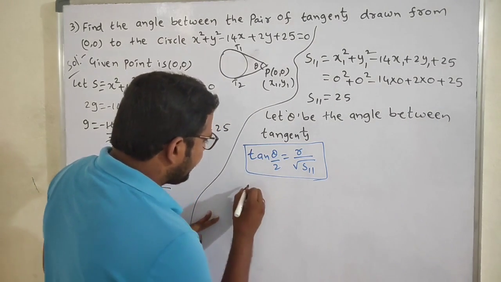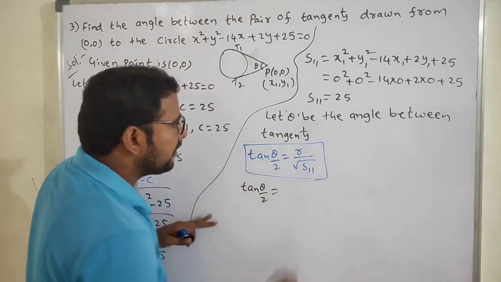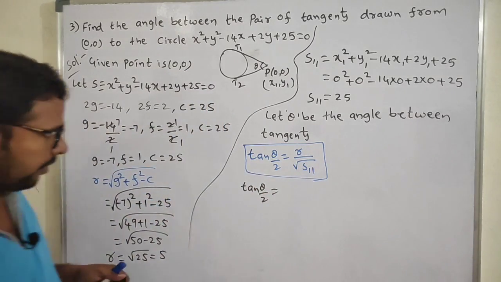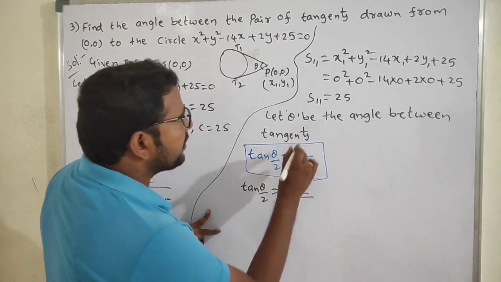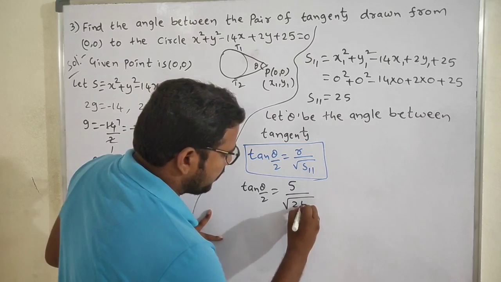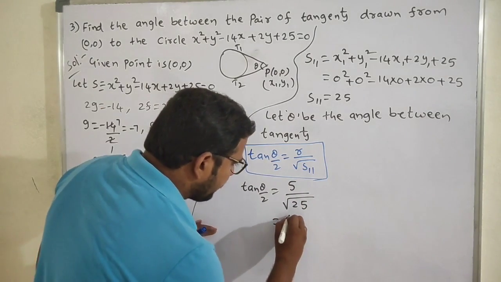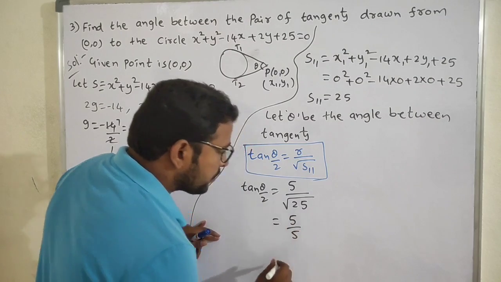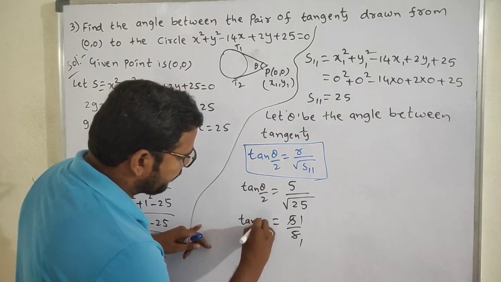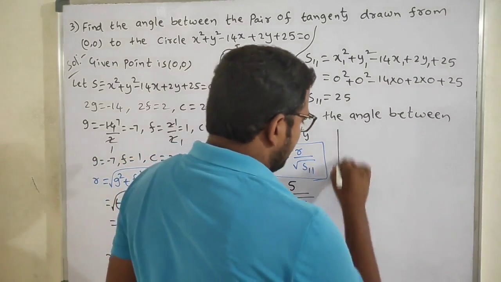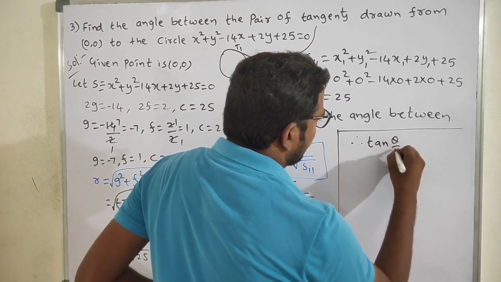Substitute values. Tan theta by 2 is equals to, what is the radius r? r is equals to 5, divided by under root S11, which is equals to 25. S11 value 25. So root 25 అంటే 5 కదా, so it becomes 5 by 5. So 5 ones are cancel అంటే tan theta by 2 is equals to 1.